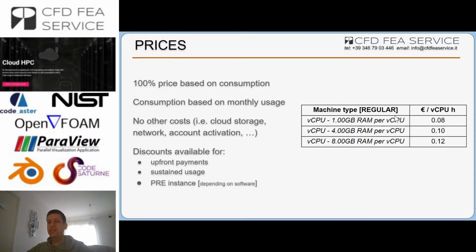On top of this, it is possible to get a massive discount, a 50% discount, if you use what we call the preemptible instances. It's a particular type of instance which allows us to get this 50% discount, but it is not available for all the software installed on the platform. Currently, it is available just for OpenFOAM, any version of OpenFOAM, or FDS, any version of FDS.